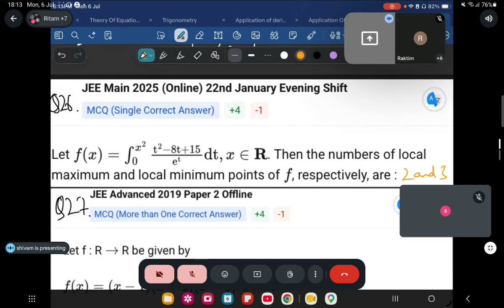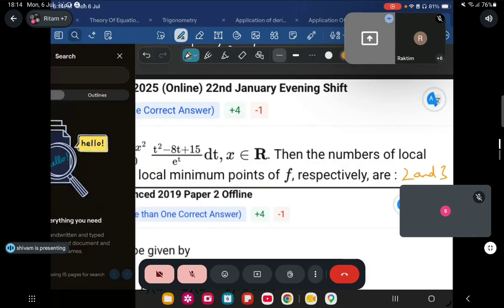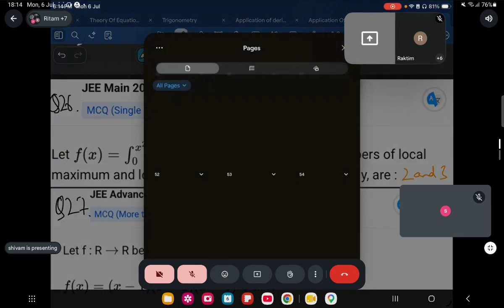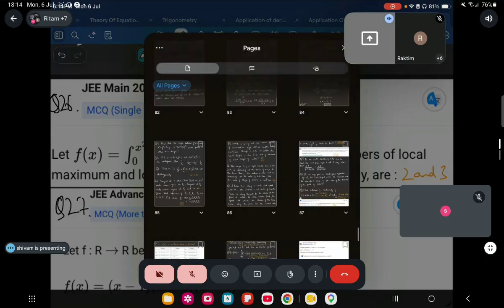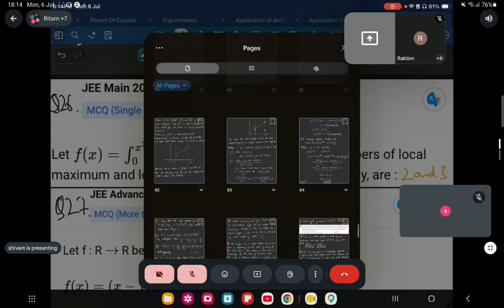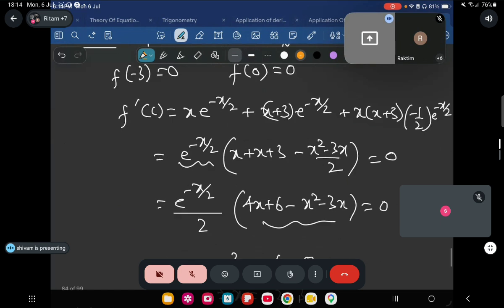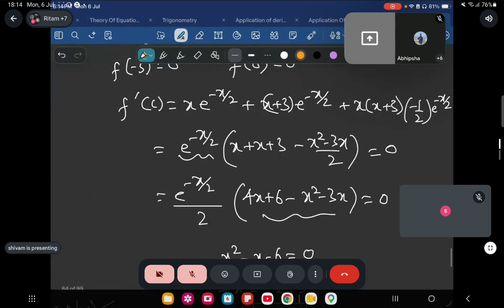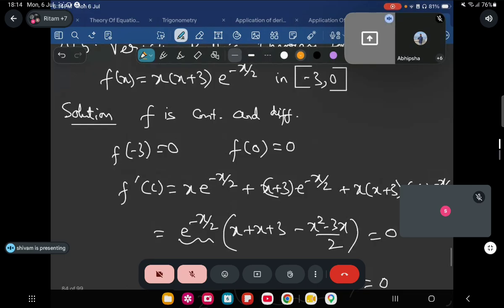What did you people get? Tell me, Devang, Raktim, if you have solved it. Raktim, you have solved. Tell me. This one, number 26. Hello, Raktim. Am I audible, everyone? Tell me. Abhipsha and Jabatri, can you hear me? Yes, sir. Raktim, can you hear me? Yes, I can hear you.